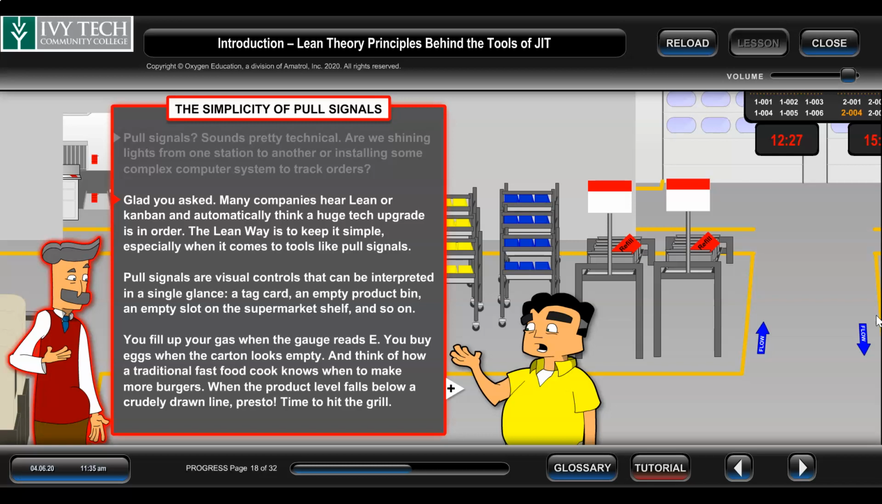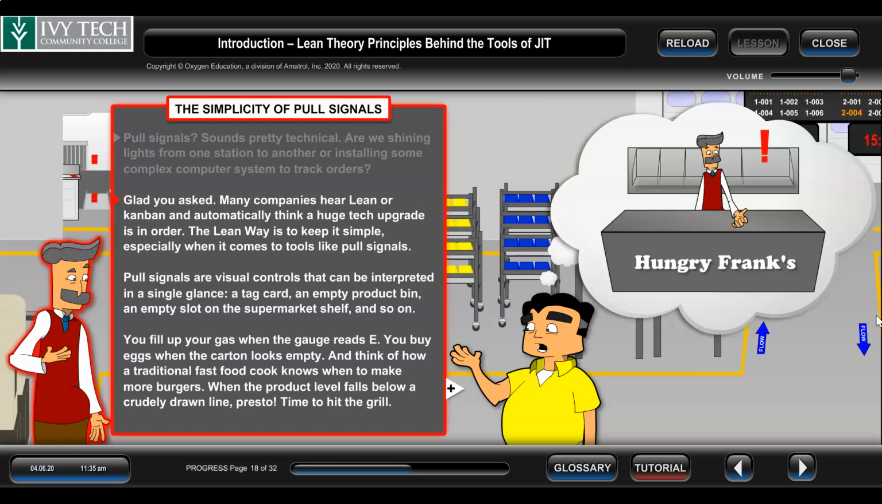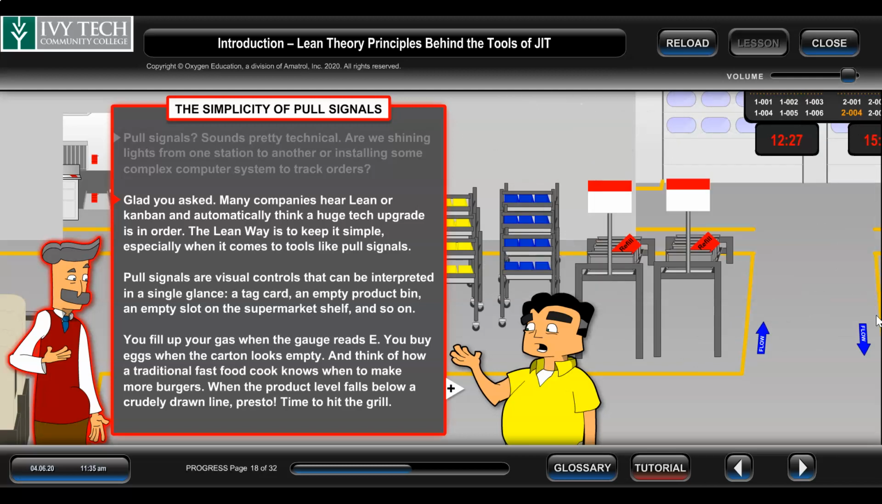Pull signals are visual controls that can be interpreted in a single glance. A tag card, an empty product bin, an empty slot on the supermarket shelf, and so on. You fill up your gas when the gauge reads E. You buy eggs when the carton looks empty. And think of how a traditional fast food cook knows when to make more burgers. When the product level falls below a crudely drawn line, presto, time to hit the grill.